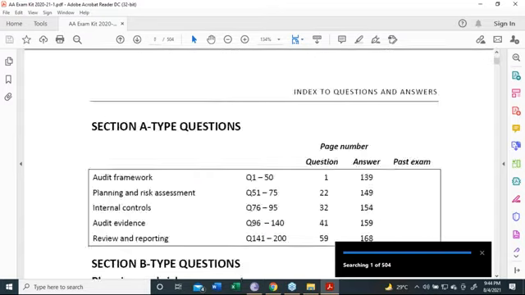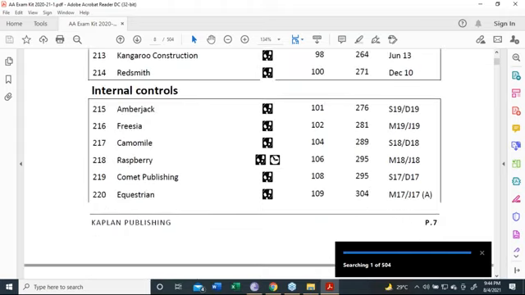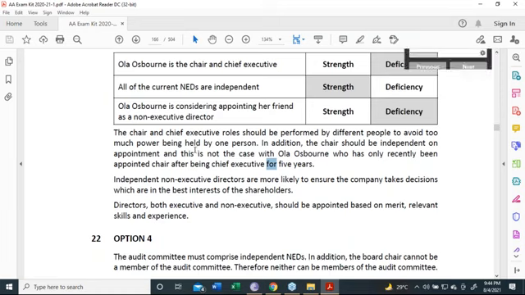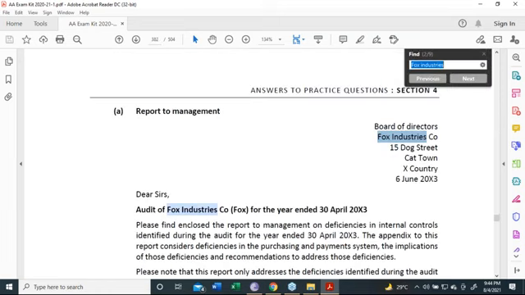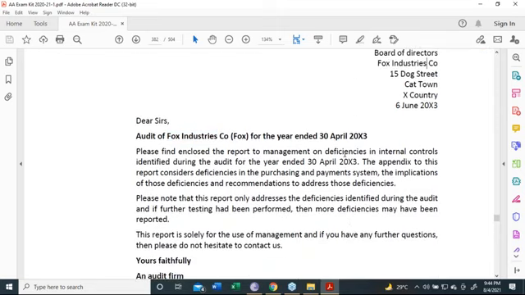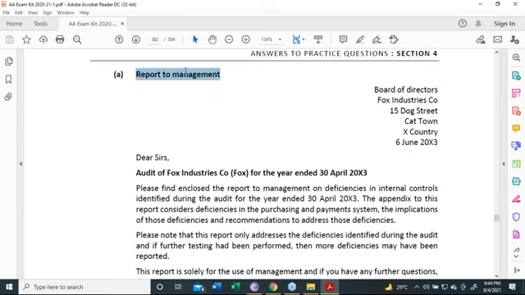What about the report? There are 2 marks available for the report. How are you supposed to get those 2 marks? You have to write report to management, that's your title. Board of directors, XYZ company, whatever the name of the company in the question. Don't write all that, skip all that. You might wish to write the date, 6 September 2021. Board of directors, ABC company, whatever the name in the question, date, that's it.